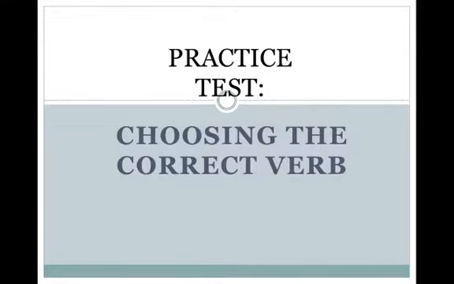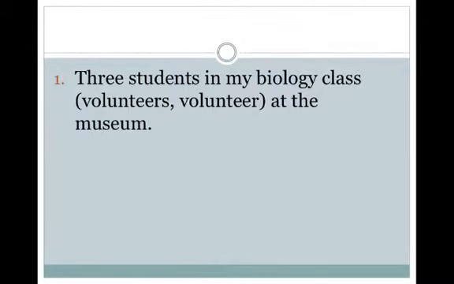Let's take a practice test, choosing the correct verb. We're first going to underline the subject of each sentence, and then choose the correct verb in parentheses which agrees with the subject. Number 1, three students in my biology class volunteers or volunteer at the museum. The subject is students, which is plural, so I always switch it to a pronoun, they, when it's plural. So you would say they volunteer is the correct verb at the museum.